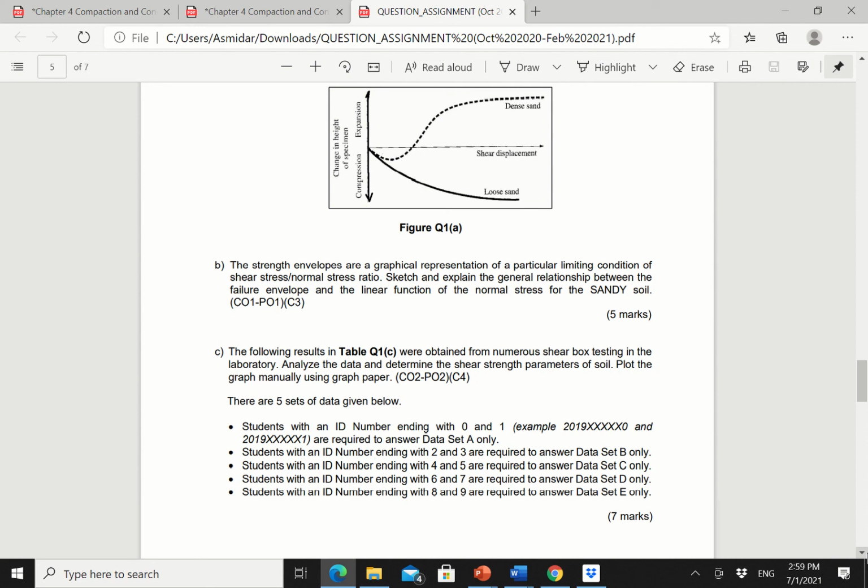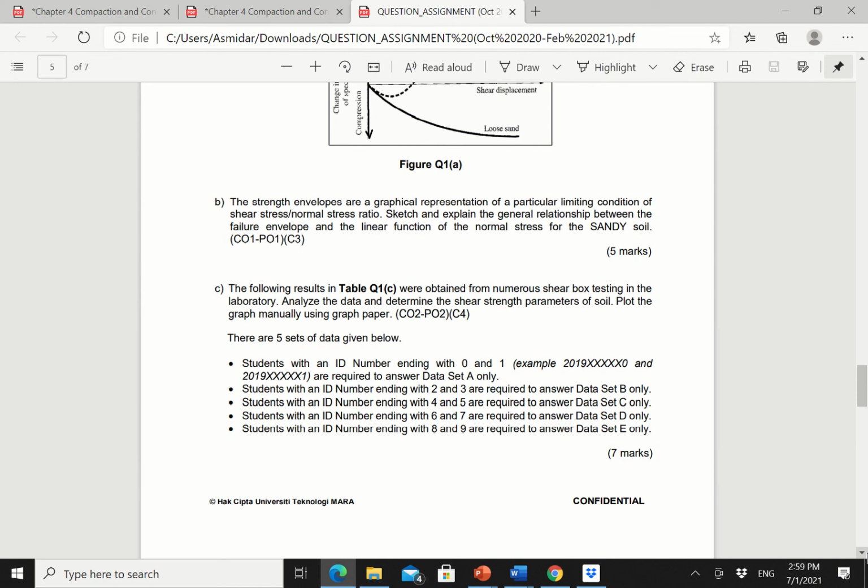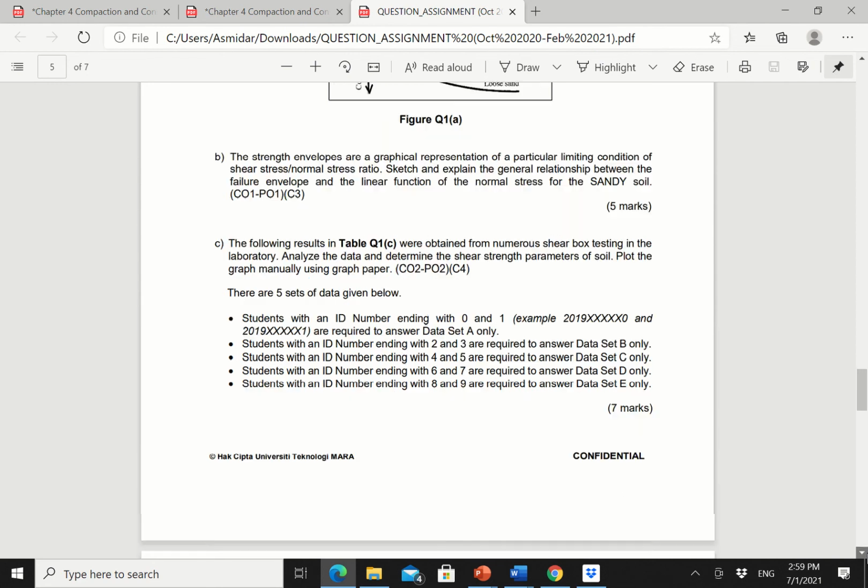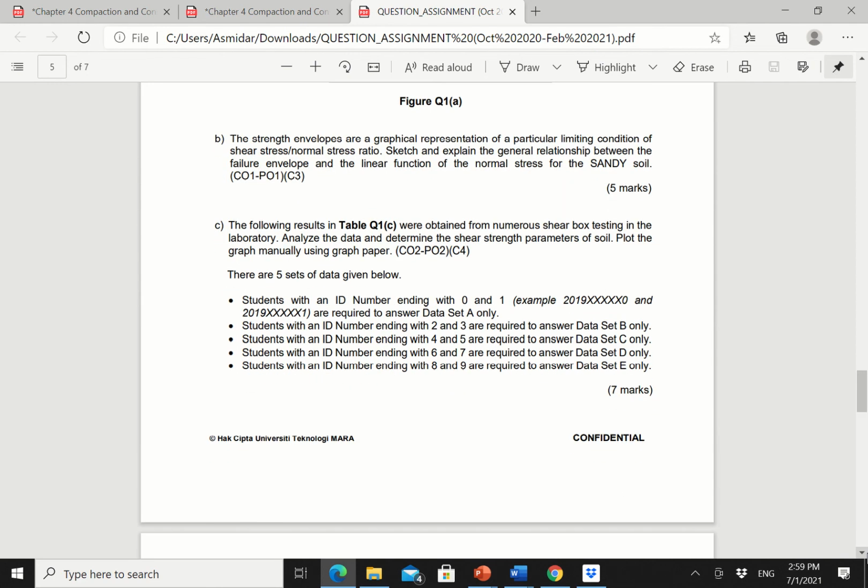What will be the shear strength behavior in terms of the graph of shear stress over normal stress value? And number C, the results in table Q1C were obtained from numerous shear box tests in the lab. Analyze the data and determine the shear strength parameters of the soil. Plot the graph manually using graph paper.